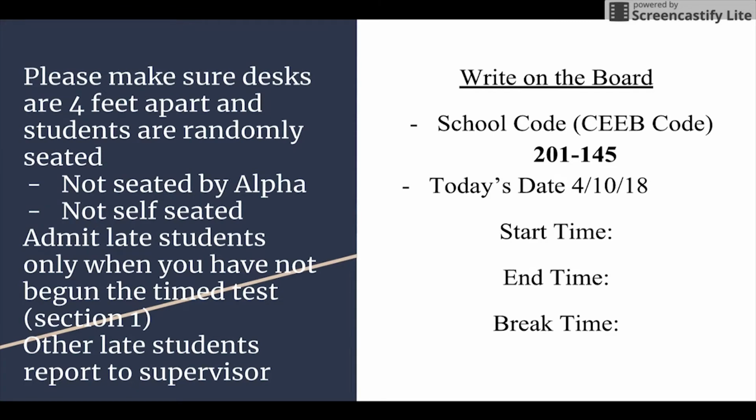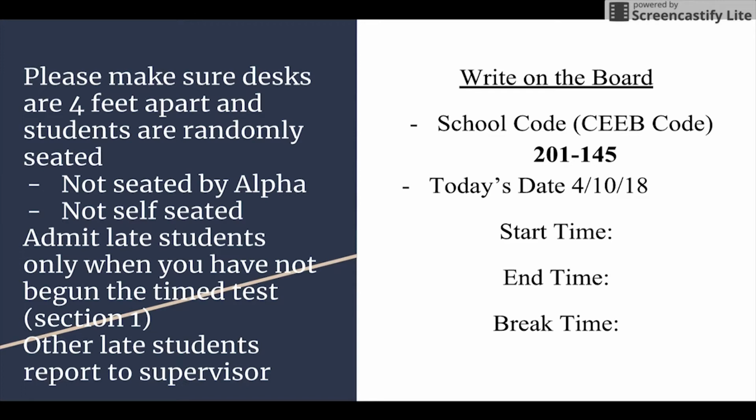When you walk into the room that you're assigned to, make sure that the desks are spread apart. 4 feet is a good distance to have students spread apart, and students should not seat themselves. When the students walk in, you can let them know which seat they will be in, and they can't sit by alpha. Any students that come in late can join you, but if they come in past the pre-administration time and you've actually started the timed part of the test in section 1, they have to go see a supervisor. You'll have to ask them to go talk to somebody about where they should go. If students come in before that, they can start the PSAT.